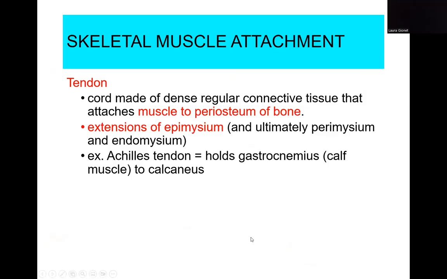Right, so the tendon is a cord made of dense, regular connective tissue that attaches muscle to the periosteum of bone. It's extensions of the epimysium and ultimately the perimysium and the endomysium. So what we're saying is that they're all interconnected to one another. An example of that is the Achilles tendon, which holds the gastrocnemius to the calcaneus bone.